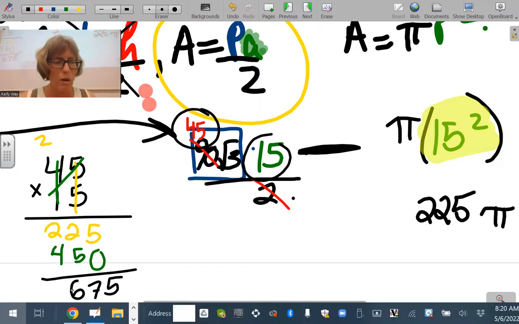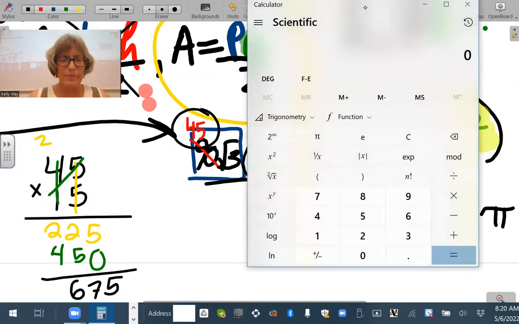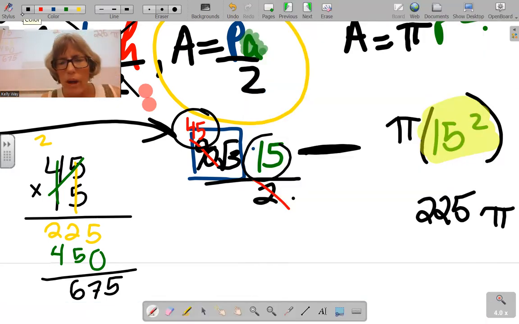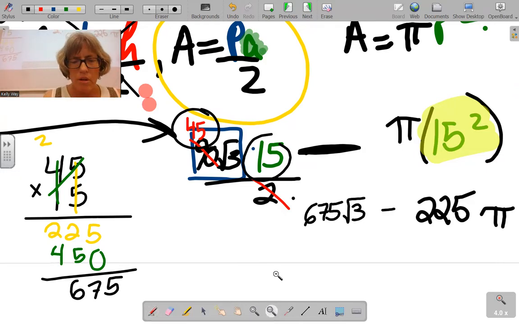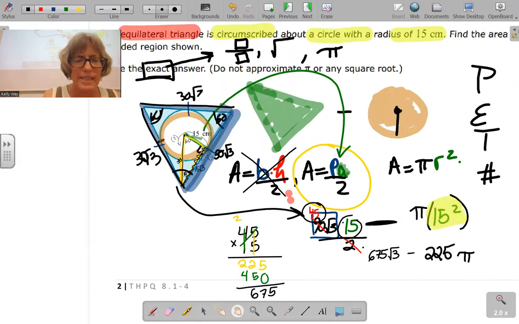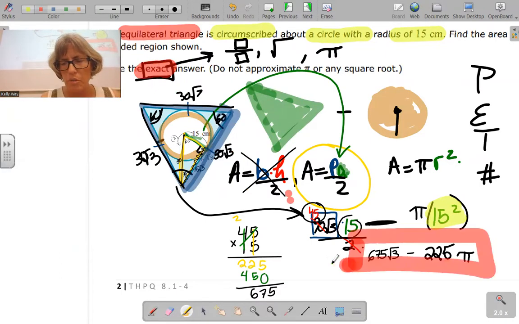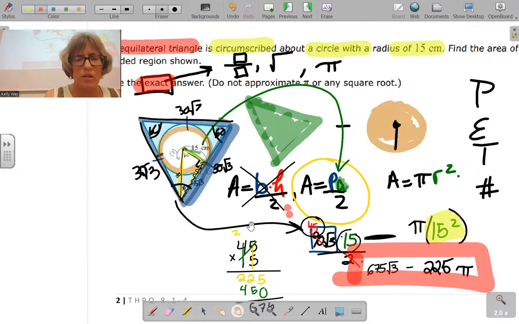Those of you that are totally paranoid, doing it by hand, I'll show you on a calculator. There you go. So after doing that, we have 675. Don't drop that square root, root 3. Here is what is most important for you to understand. It says exact. Remember, we talked about that, exact. That means no decimals. Look, we got ourselves a radical and we've got ourselves pi form.